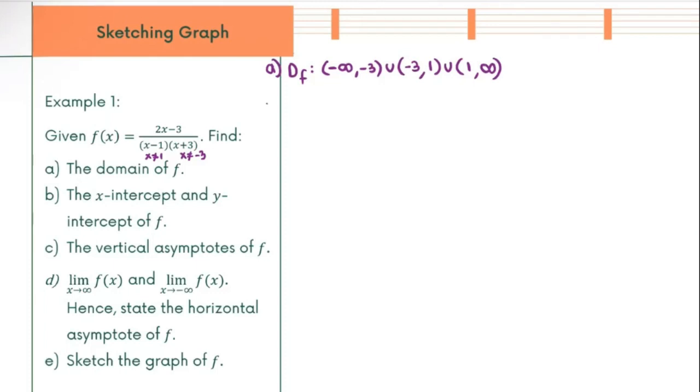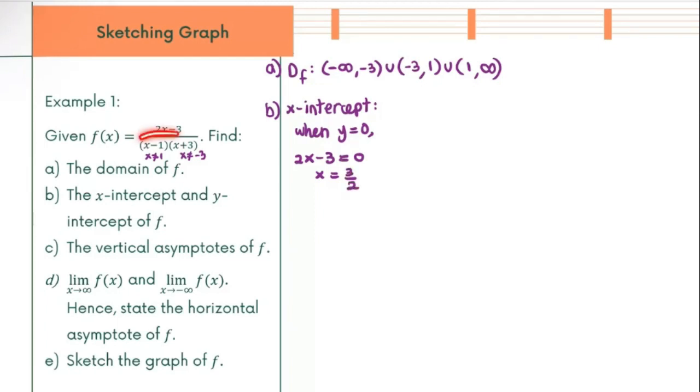Kemudian soalan B. Find the x-intercept and y-intercept. Soalan ni dia guide kita, maksudnya dia ada x dengan y-intercept. So x-intercept ini adalah apabila y equals to 0, betul tak? So kamu akan dapat 2x minus 3 directly samakan dengan kosong. So kamu akan dapat x equals to 3 over 2.